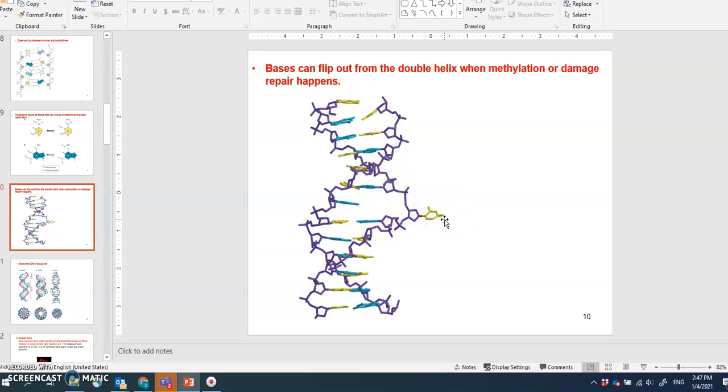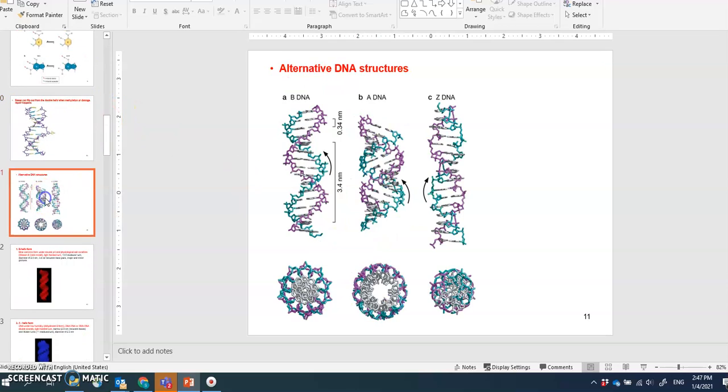Okay, or if there's any damage on the base, and then because of the damage, repair should happen. So the flipped-out structure of this DNA is recognized by the enzymes, and that'll be a cue for the enzymes to do something about that mismatch. Okay, so that's what I mean. Maintaining the base structure intact is key to maintaining your DNA structure. Okay, that's what it means.